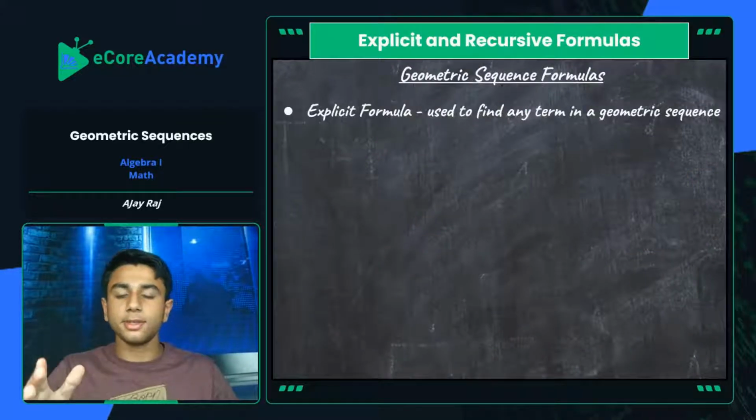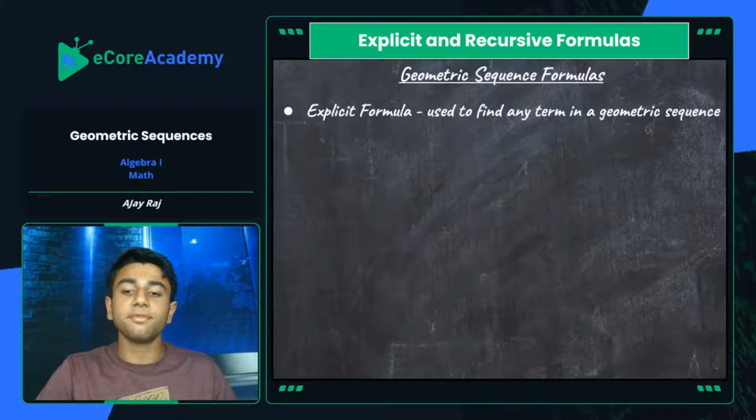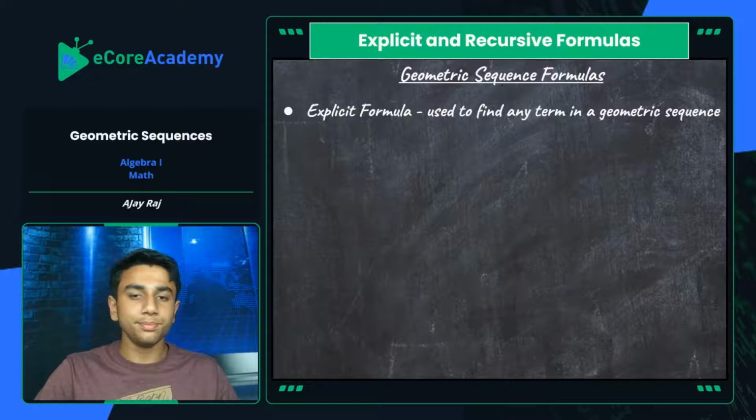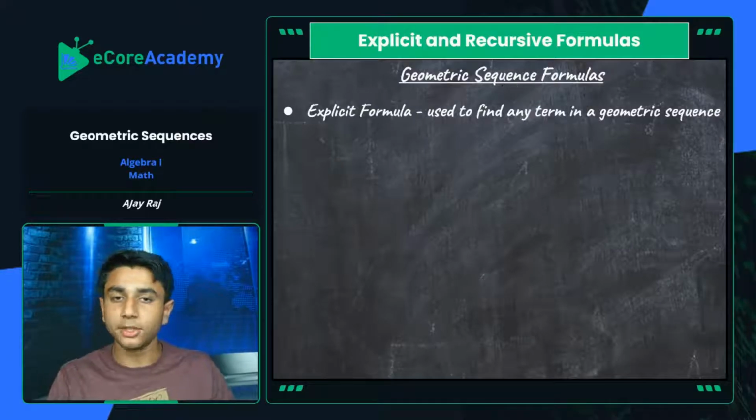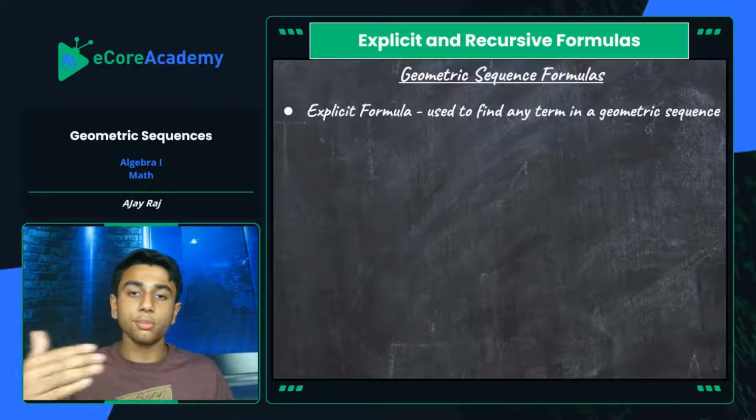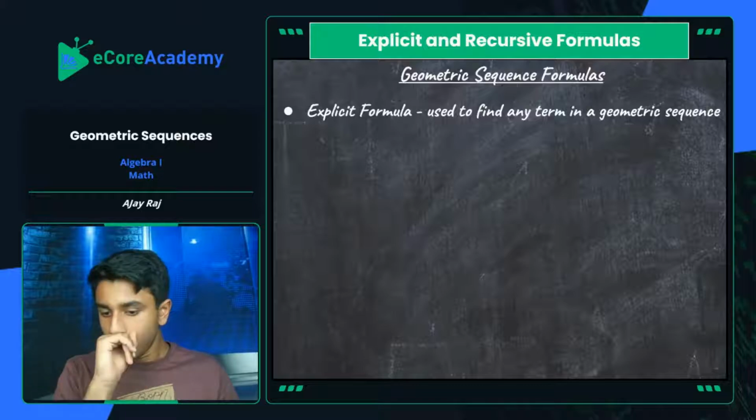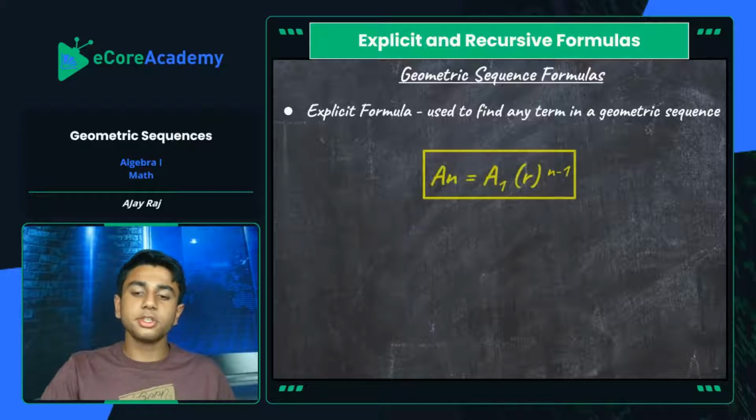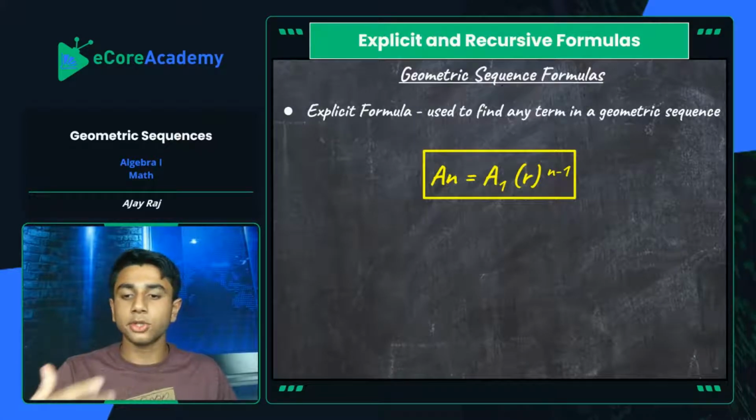Starting off with the explicit formula. The explicit formula is specialized with geometric sequences to find any term in that particular sequence. So you find the given information, like the starting value, and then you plug it in to find any future values. So this is what the equation looks like. A of n equals a of 1 times r raised to the n minus 1.